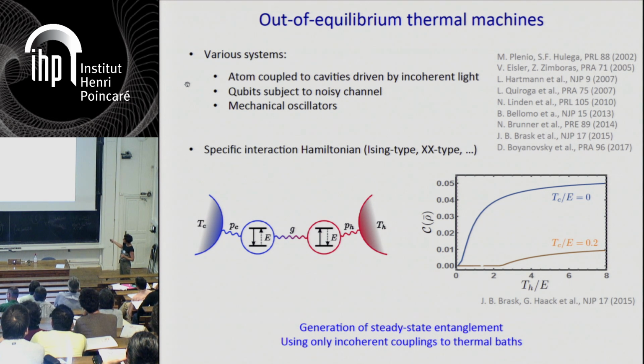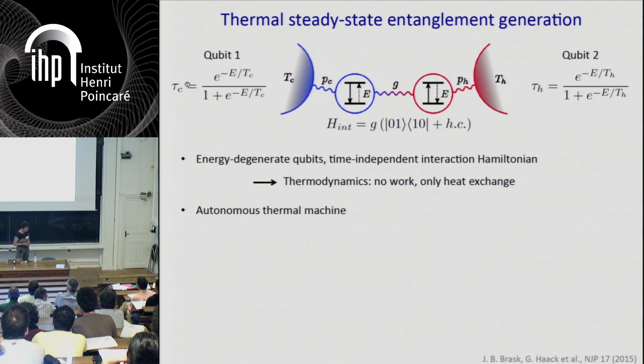You see that the concurrence is finite, but remains very small compared to 1. So you generate some entanglement, but it is weak. But this is done using only incoherent couplings to thermal baths without any external control. So let me explain a bit more in detail how this machine works. So this is my quantum thermal machine.